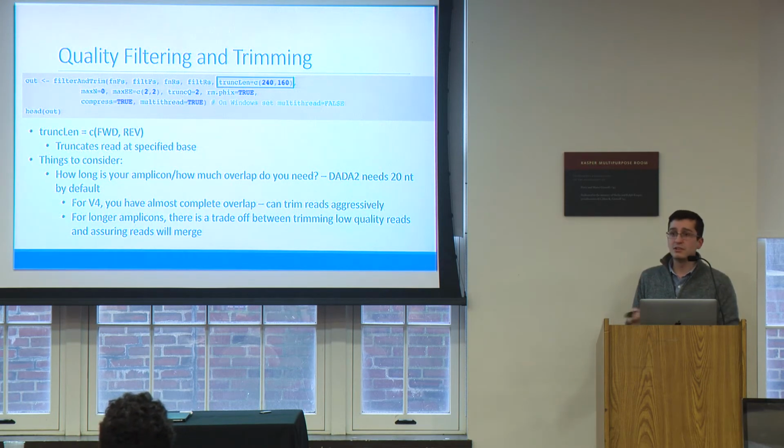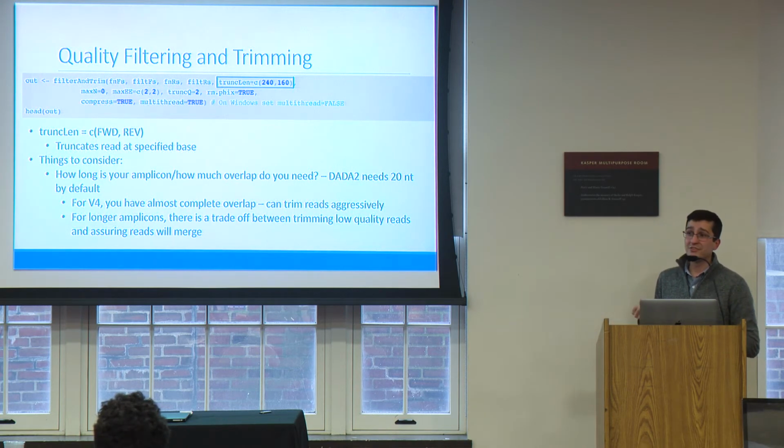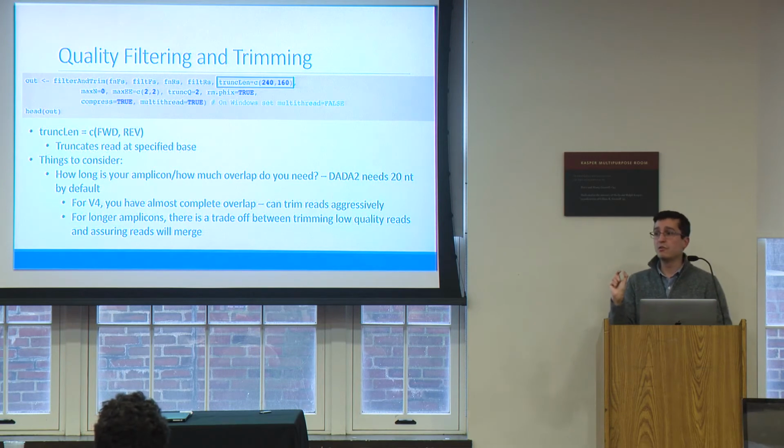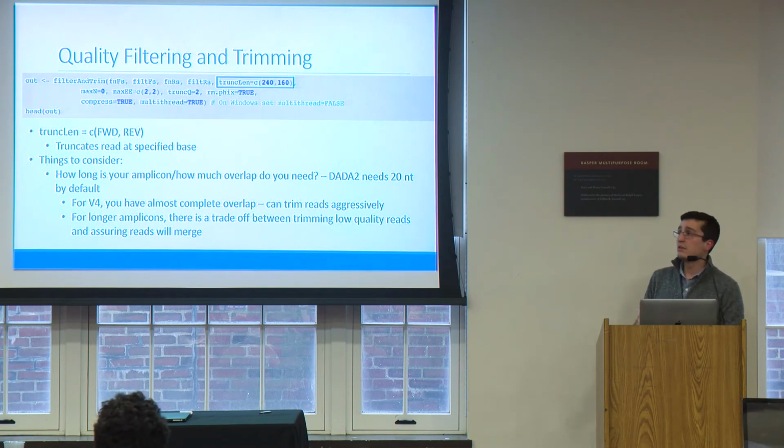Some things to consider when setting this parameter on your own data is how long your amplicon is and how much overlap you need. I'll talk about this a little bit more later, but DADA2 by default needs 20 nucleotides of overlap to successfully merge the reads, but you can lower that if need be. If you want to keep that 20 nucleotide overlap, you have to compromise with how much you're trimming in order to make sure your reads successfully merge.